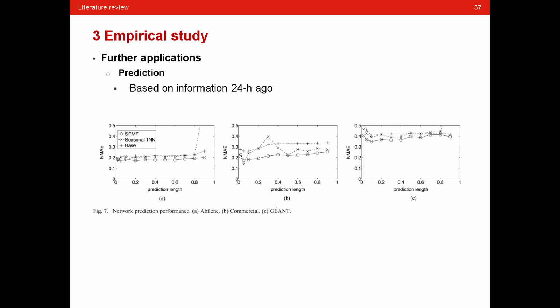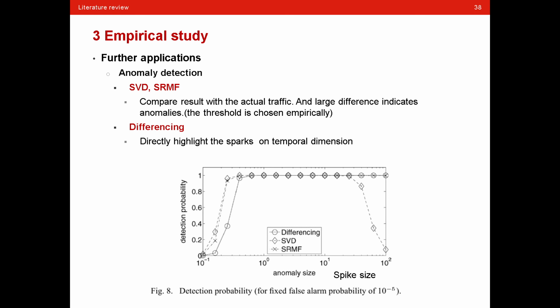And there is a further application on prediction, where the input data is the information from 24 hours ago. And they also do some anomaly detection. For SVD and SMF, they compare the result with the actual traffic, and if there is a large difference between the recovery result and the actual observed result, that means there are anomalies. The other method to detect anomalies is differencing, which means that when we do the first order difference, we can directly highlight the spikes in the temporal dimension.